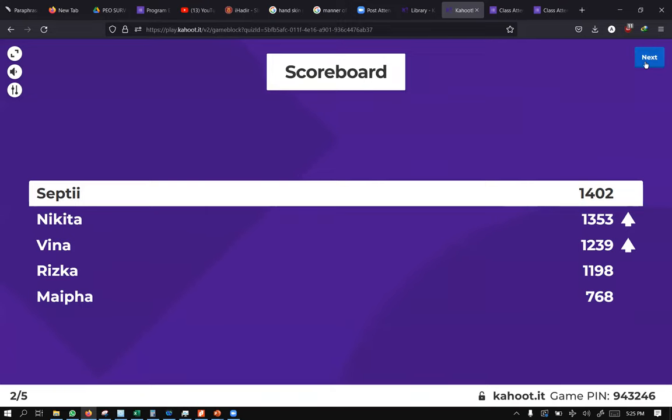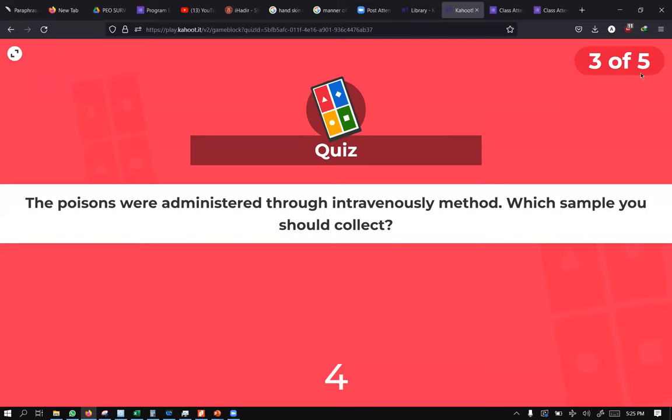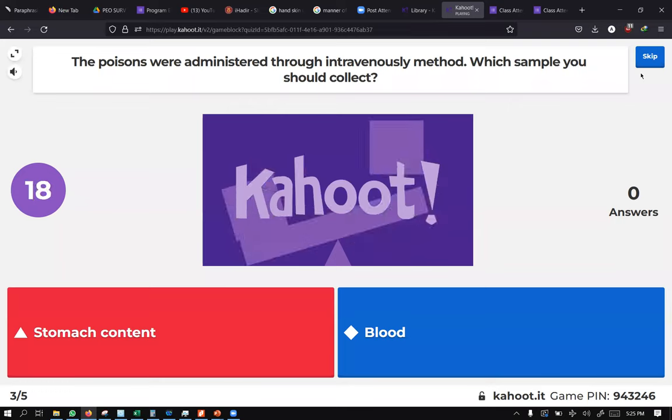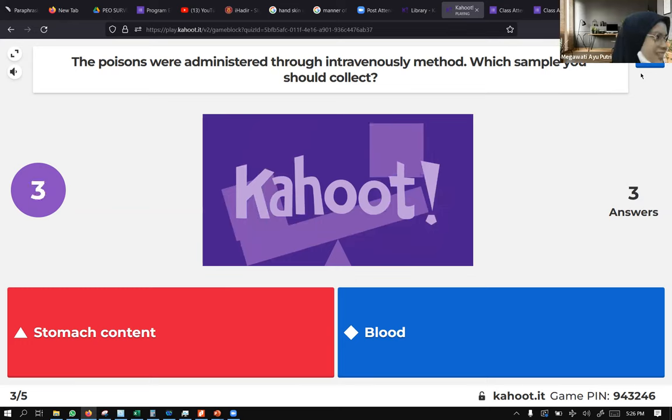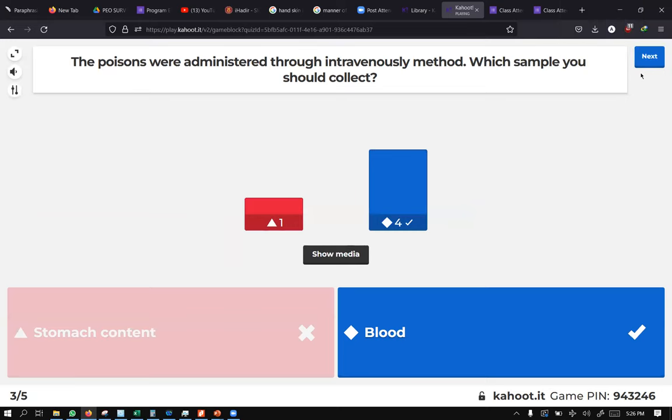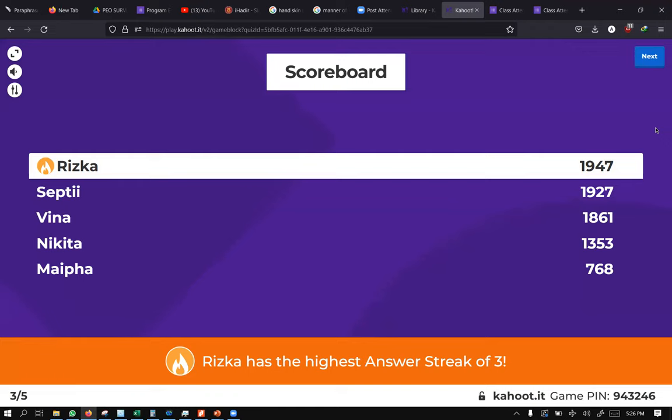Safety is still number one. The poisons were administered intravenously. Which sample should you collect? Is it stomach content or blood? You are supposed to collect blood if the poison was administered through the IV method, so supposedly we have more poison inside our blood compared to the stomach. Good job. Wow, Rizka is becoming number one. All right, next.